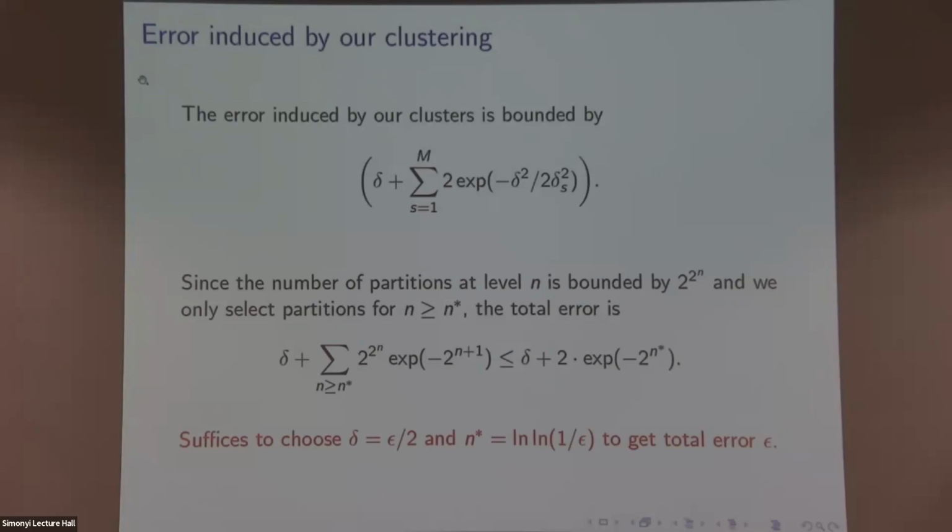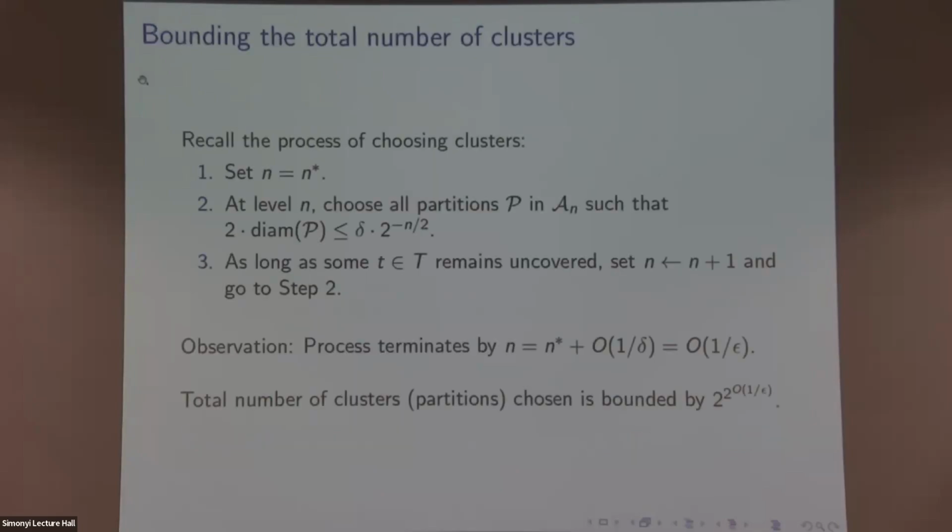How many partitions do we create? The process terminates by n equals n star plus 1 over delta, which is dominated by order 1 over delta, so order 1 over epsilon. The total number of partitions we have created is at most 2 to the 1 over epsilon. So this is the last few slides, just arithmetic really. But all we did is use the majorizing measures theorem and go back there.